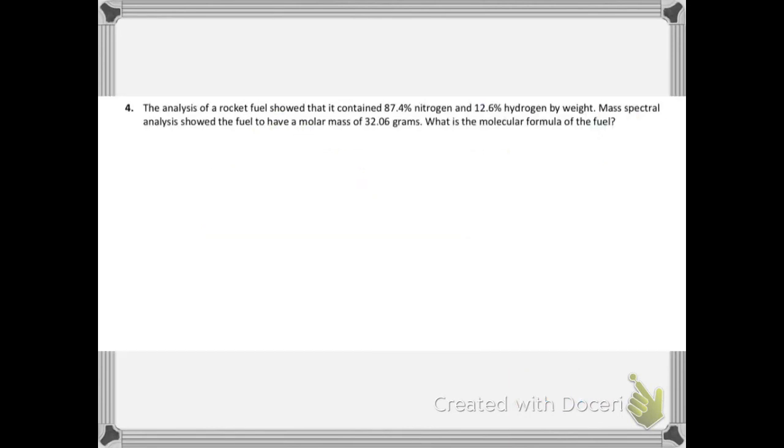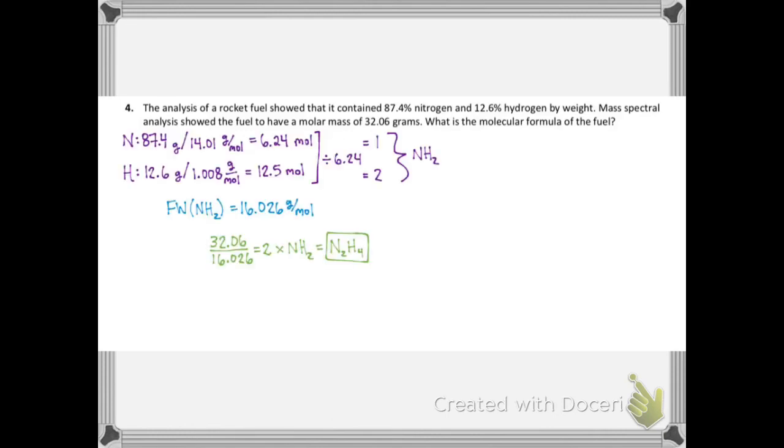Okay, one more to go. If you haven't tried it yet, pretty please try it on your own first, and when you are ready to check the answer, unpause the video. This process was very similar to the process for number 3, finding the empirical formula and then working towards the molecular formula. So our final formula was N2H4. And that's it. There you have it.